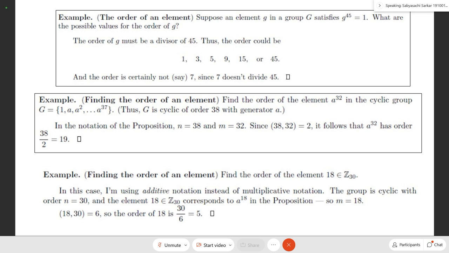So from here we can find that the order of the element 18 will be 5. Yes. Thank you so much.